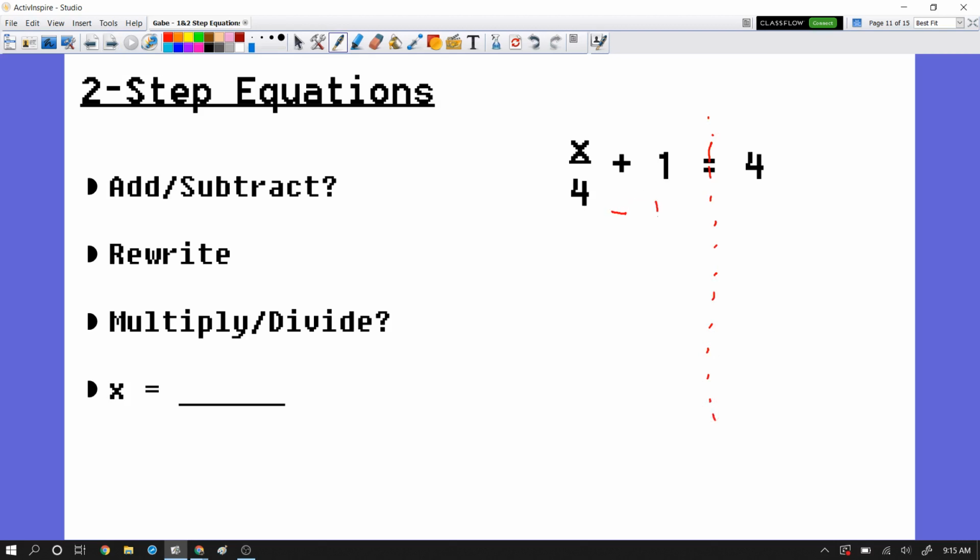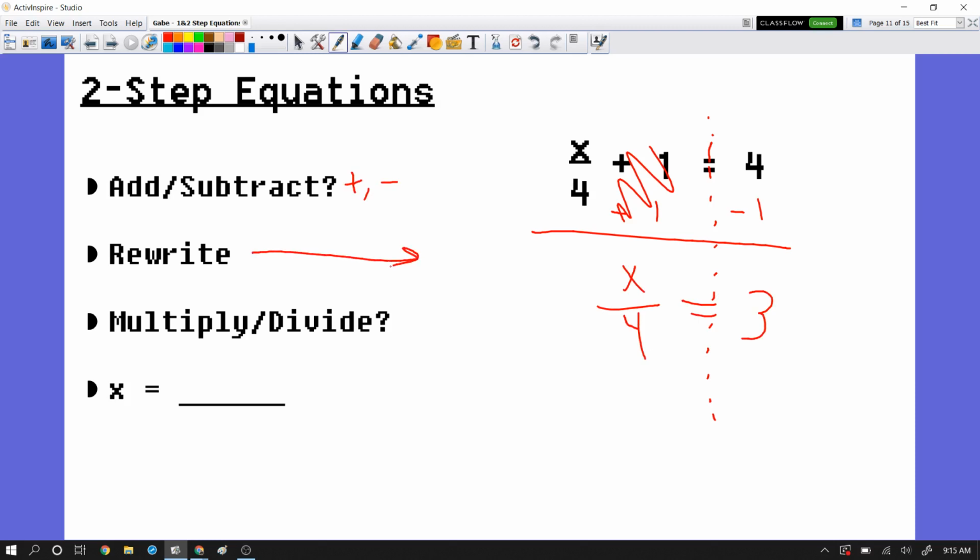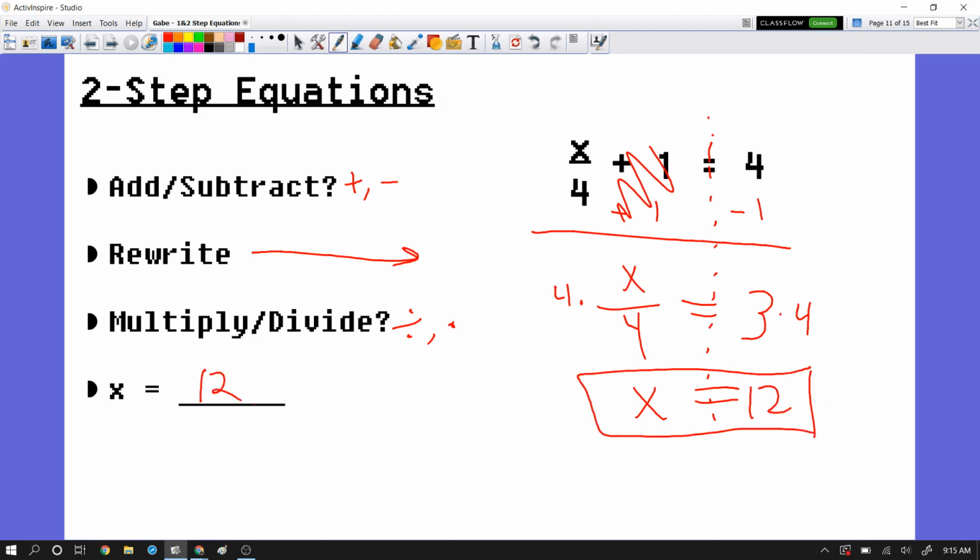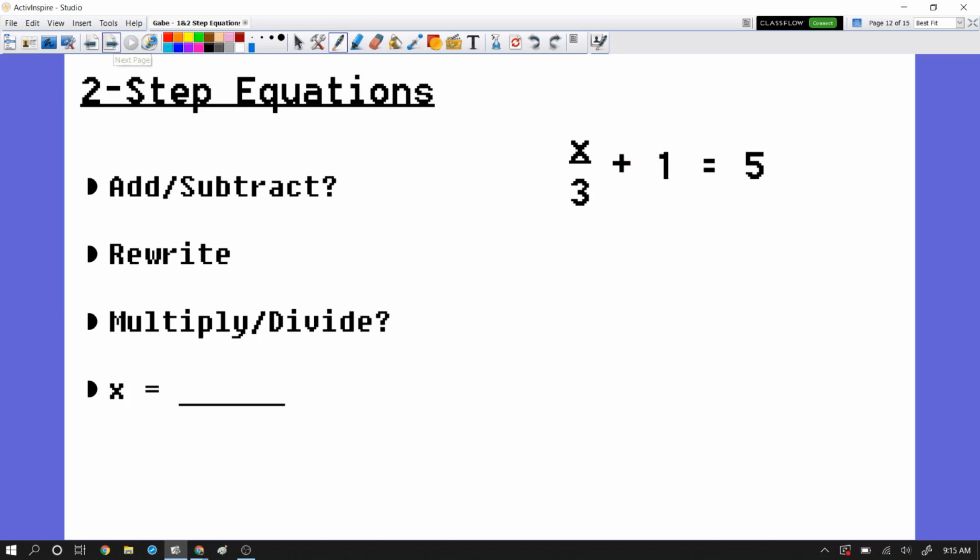All you should be looking at this point is, is it matching up? So I saw addition, so that means I did subtraction. I rewrote it. Is it multiply or divide? It's division. I'm going to be multiplying times 4 times 4. X equals 12. So 12 divided by 4 is 3 plus 1 is 4. All right, and now we've got another one. Go for it.